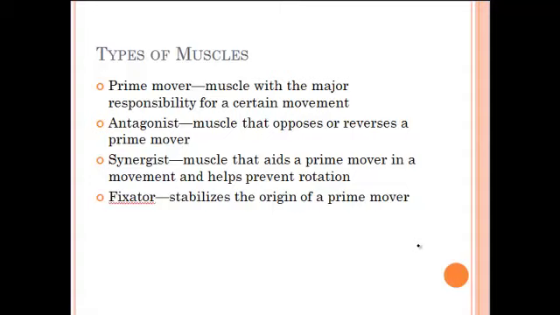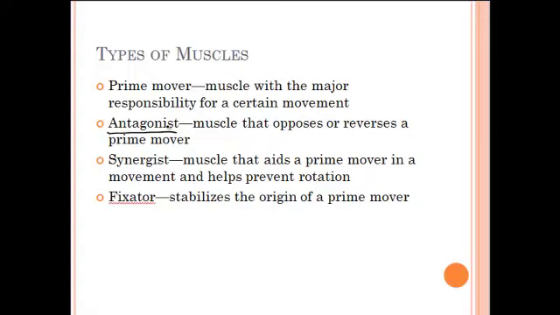So we've been talking a lot about, I've always been using the bicep as an example, so let's keep working with that. In the case of when you are moving your forearm towards your upper arm, when you're moving that elbow joint, your prime mover is your bicep. That's what's causing this certain movement. Your antagonist is going to be the muscle that works against the bicep. So in the case of the flexion of your elbow, that is going to be your triceps, because it can reverse what's happening with the prime mover.